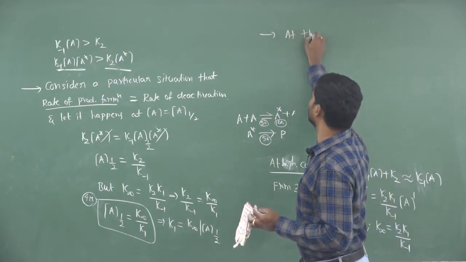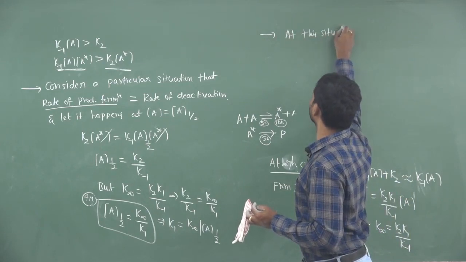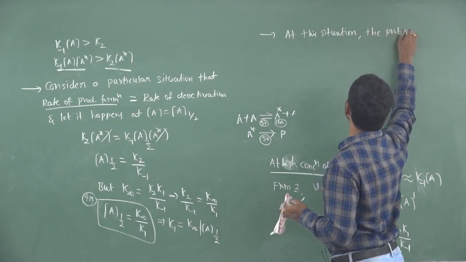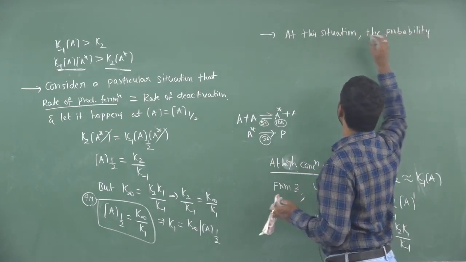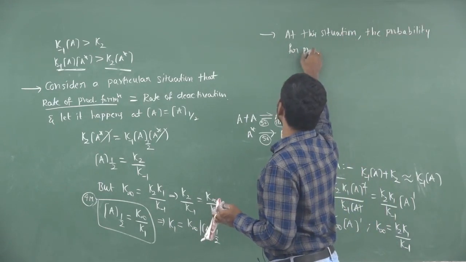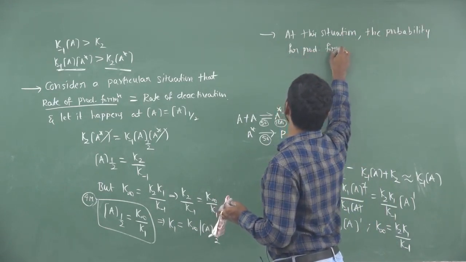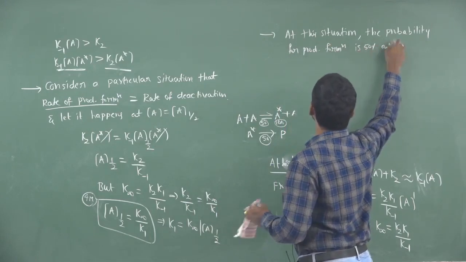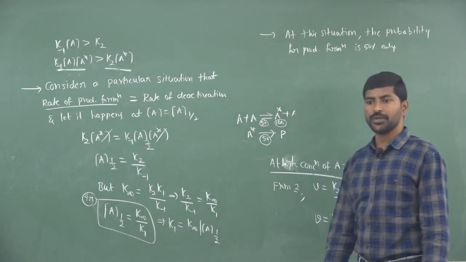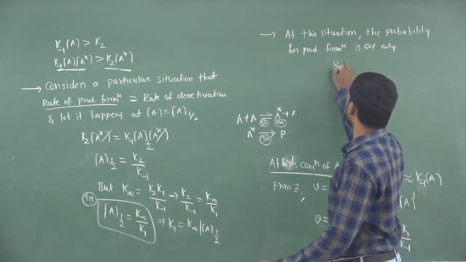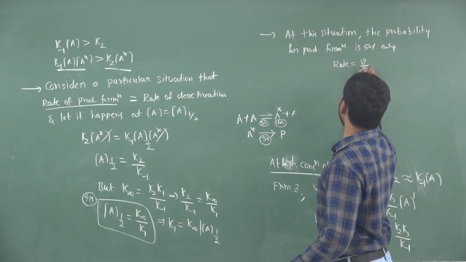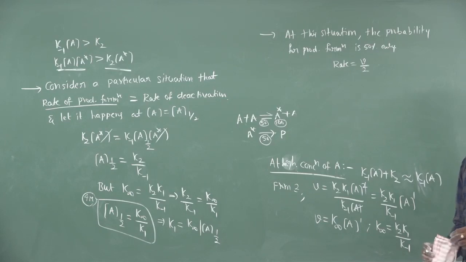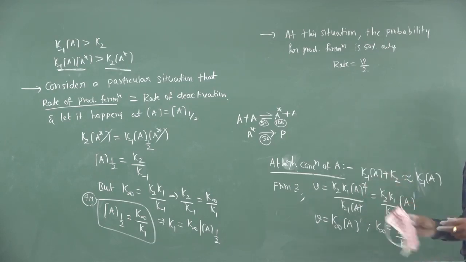At this situation, the probability for product formation is 50% only. So therefore, the rate of reaction at this situation is nothing but half of the previous rate. The rate of product formation is nothing but half of the previous rate expression.